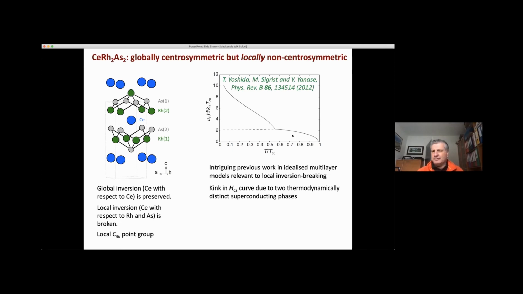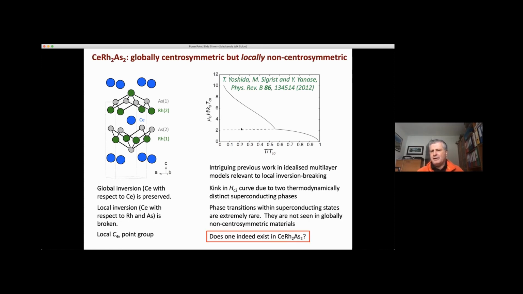And what's really intriguing, it's always helpful for us when these guys draw pictures. One of the things they drew was a predicted critical field curve with a kink in it. But much more than just the kink, they said that kink is resulting from a phase transition line sitting in the superconducting state. Now, I'll fully tell you at the end of this talk, properly established thermodynamic phase transitions within superconducting states are very rare, right? And they certainly aren't ever seen in these materials which are globally centrosymmetric.